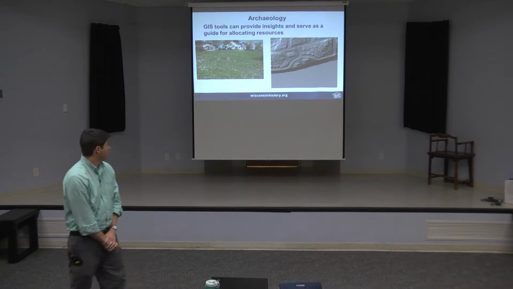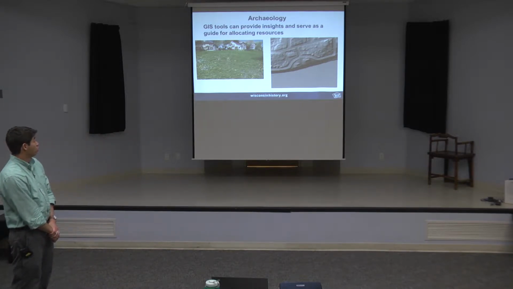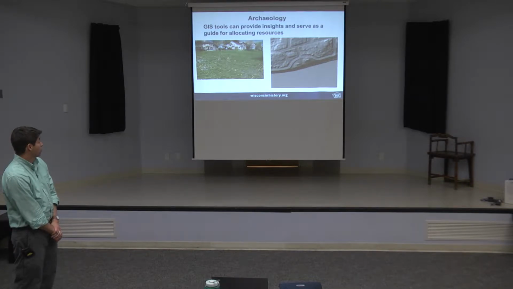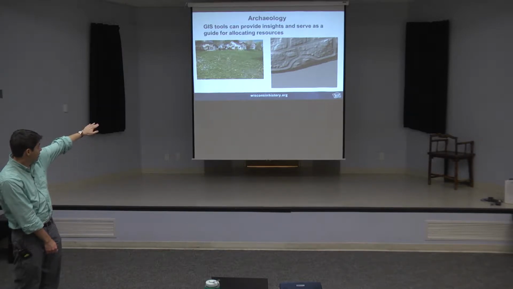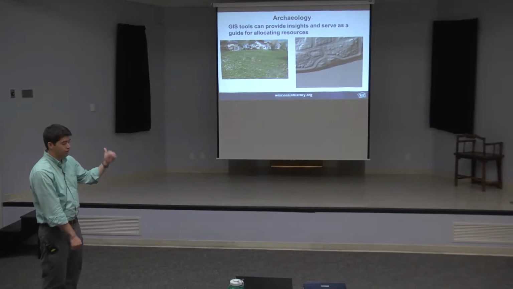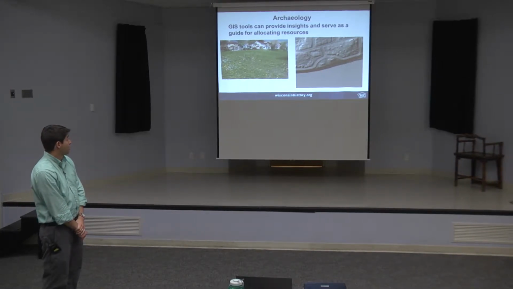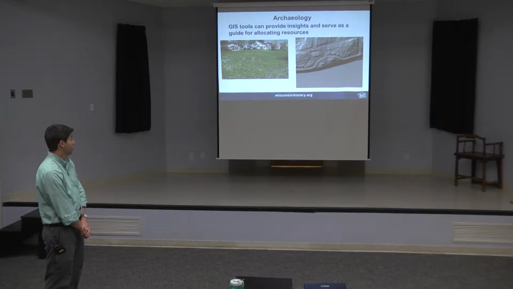So the first thing we're going to talk about is archaeology. That picture on the left, it's really, really hard to see. But if you look, you can see a real subtle variation in the vegetation. The area is a little bit higher. That's a burial mound. That's a bear mound in the city of Madison, just on the other side of the river. For most people, trying to look at that picture and pick out a bear mound is really, really difficult because it just looks like a field with some weeds on it.